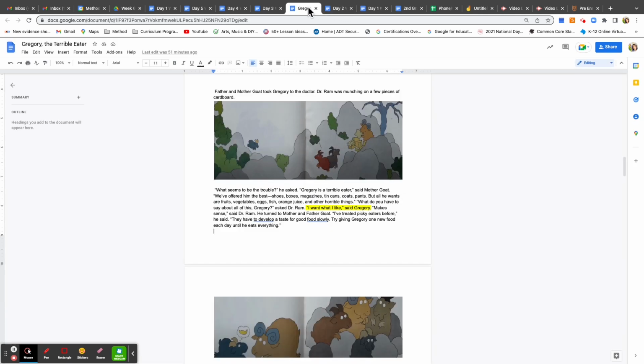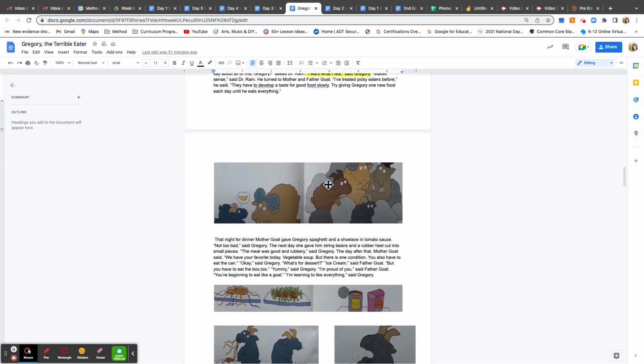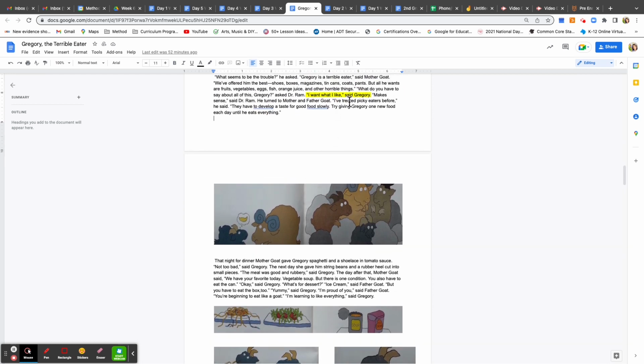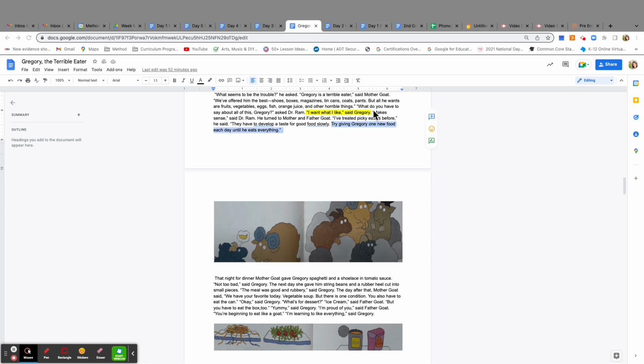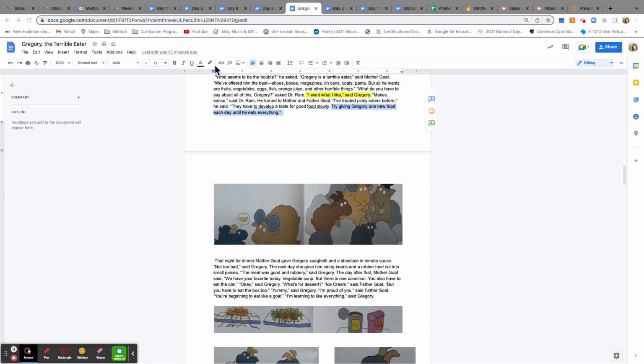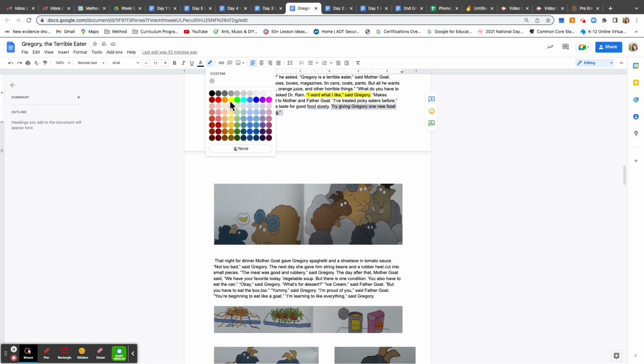So I'm going to go back to my story and I'm going to look, and I see, they have developed a taste for good food slowly. Try giving Gregory one new food each day until he eats everything. So that's one way, evidence from the text that tells me that he should be eating balanced meals.